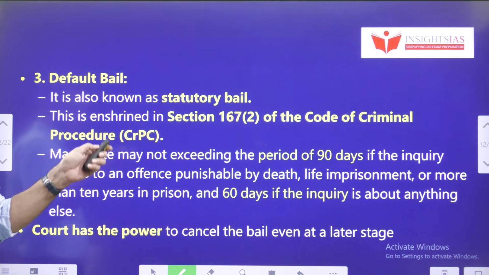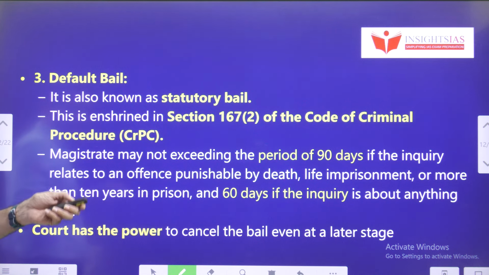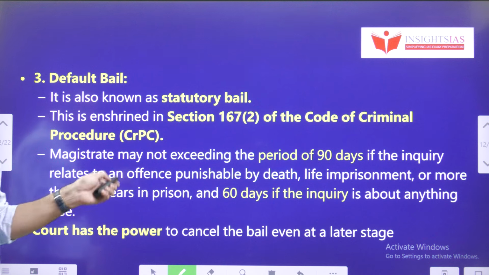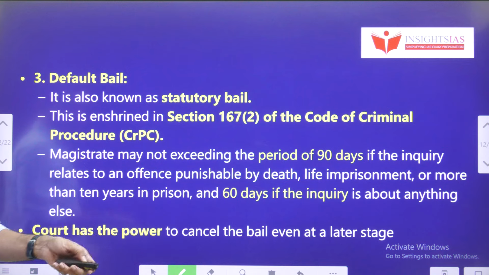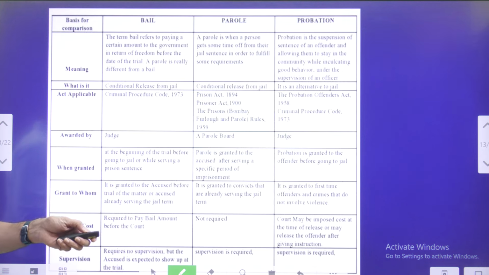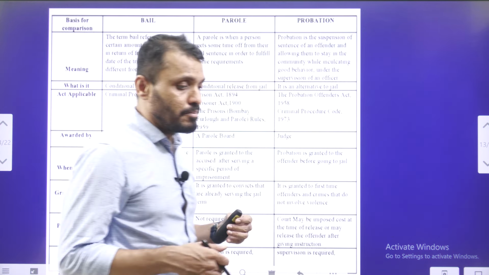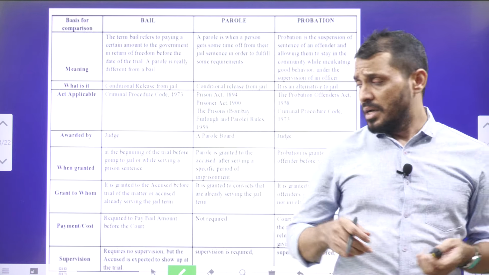Default bail, already told you, under section 167 clause 2 of the CrPC. Generally it is 60 days and 90 days. 90 days in case of death or life imprisonment. In this kind of serious cases, 90 days is the required time limit for the default bail.